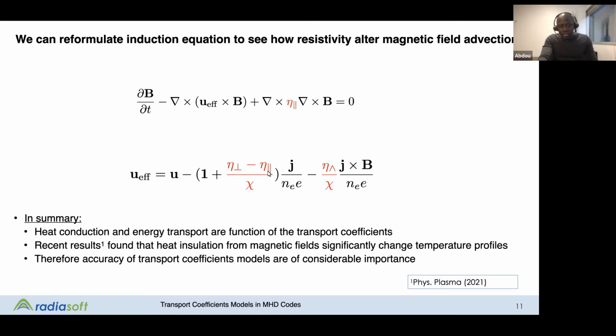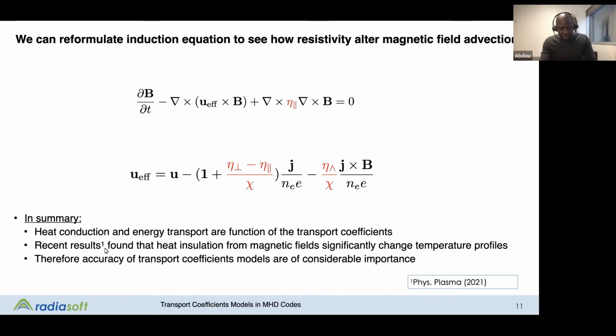And so what you can see here, adding these terms, they tend to alter inhibition or advection of the magnetic fields. As you can see, being able to accurately describe heat conduction and transport coefficients is crucial in order to have a predictive capability.